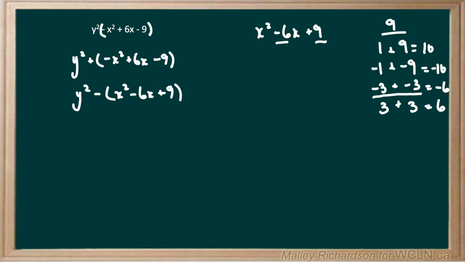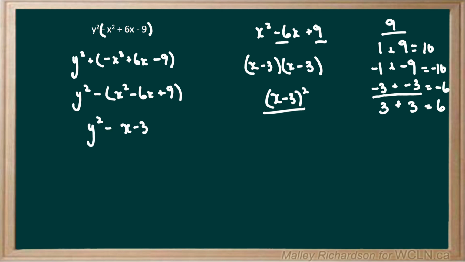So when we factor this out, we have two sets of brackets. The first term is always our variable of x, and then our second term is our two factors that add to negative 6. So we have minus 3 and minus 3. But a simpler way of writing this would just be x minus 3 all squared. So now we're going to replace this x minus 3 squared with our brackets on the left. So we have y squared minus x minus 3 all squared.